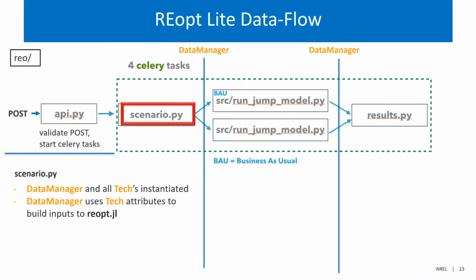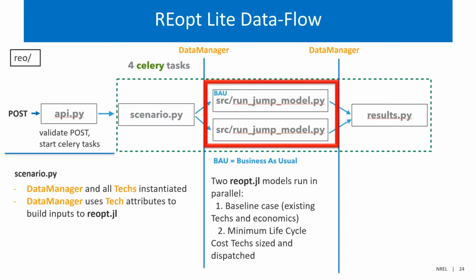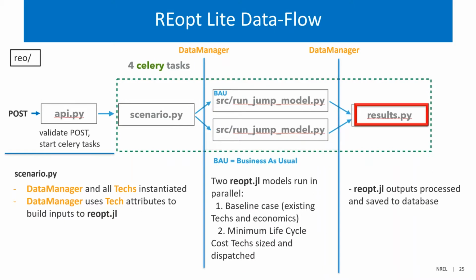In the second step, we're running the actual JuMP model. We're using Python code to call the Julia optimization, and we're running 2 of those in parallel. We have a business as usual case, which is calculating all of your current costs of energy over the analysis period. And then another one that's sizing and dispatching the technologies to minimize the life cycle cost of energy. We'll talk about that more in the next slides. Finally, we have a results processing script that's taking all of those outputs from the Julia model and saving them to the database in a structure that mirrors the input structure, which I showed before.